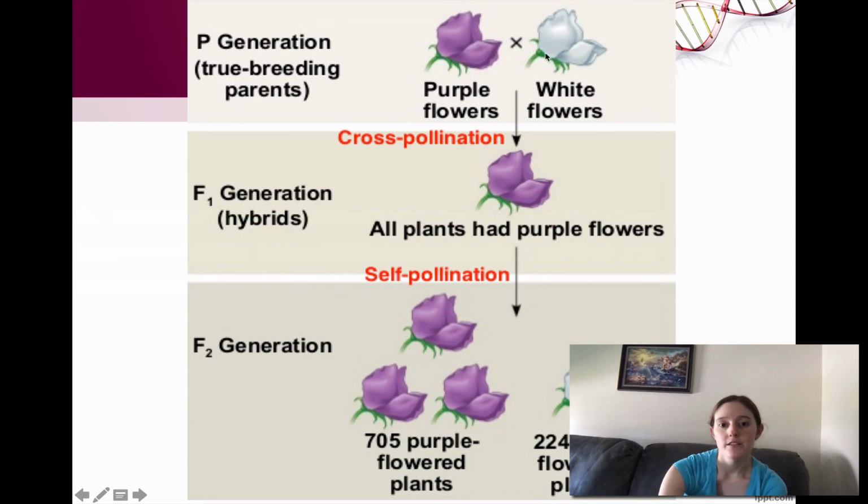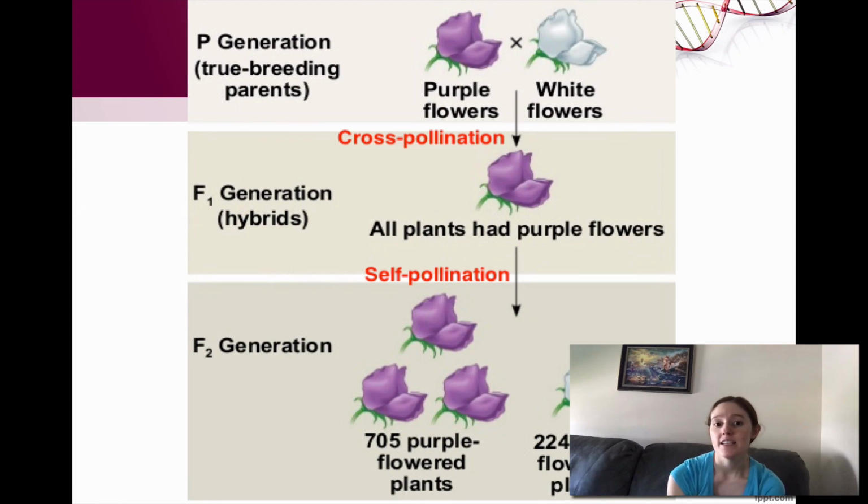So we have our parents up here. One parent's purple, one parent's white. He crossed them. All the children had purple flowers. This generation here went through self-pollination. And when that happened, he ended up with a lot of purple kids, but he also got some white children as well. So that white characteristic ended up coming back.